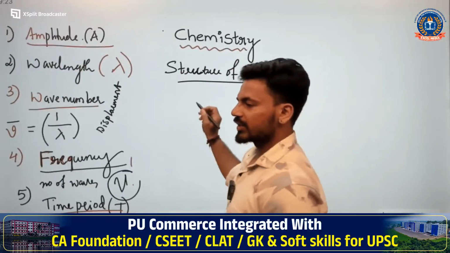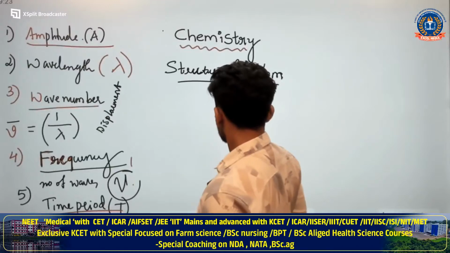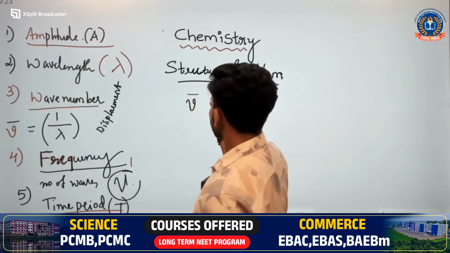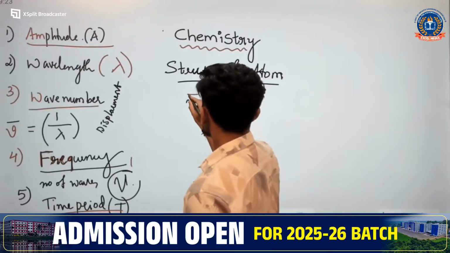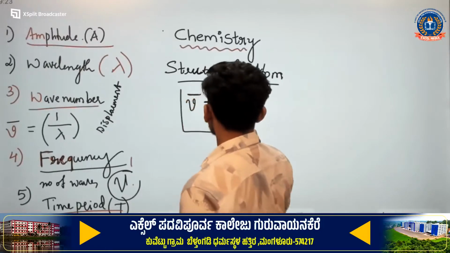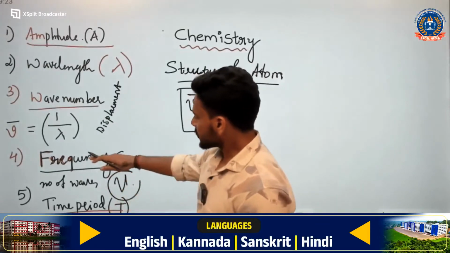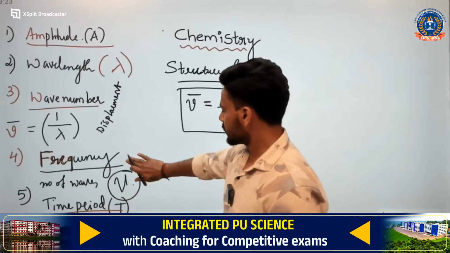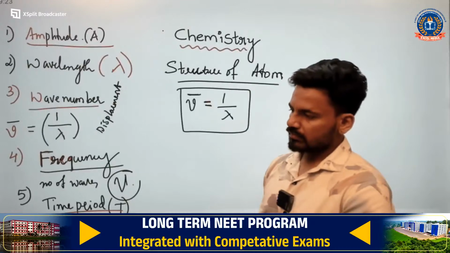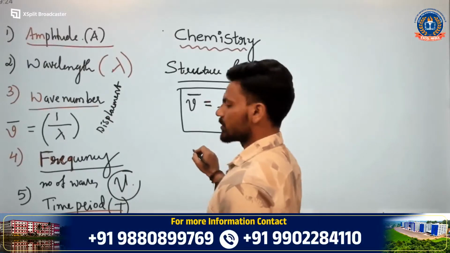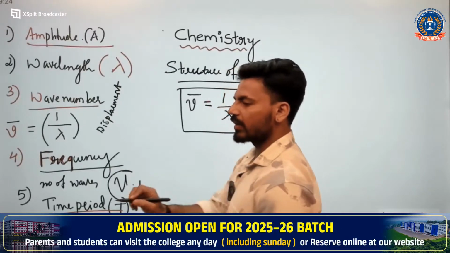Okay, so some relations we will now see here. Nu bar is equal to 1 by lambda. Correct? Do you know what is the relation between frequency and time period? Can anybody tell? Frequency and time period? Yes, reciprocal. Yes, directly proportional. Is it directly proportional? Very good, Shreya, very good.